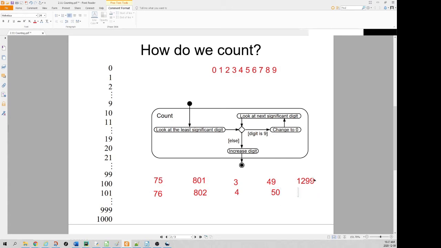Least significant digit here is a 9. So we're going to change it to a 0. And look at the next significant digit. The next significant digit is also a 9. Change it to a 0. The next significant digit is a 2. It's not a 9, so we're going to increase it. And that digit will stay the same. So that's how we find the number that comes after 1299.